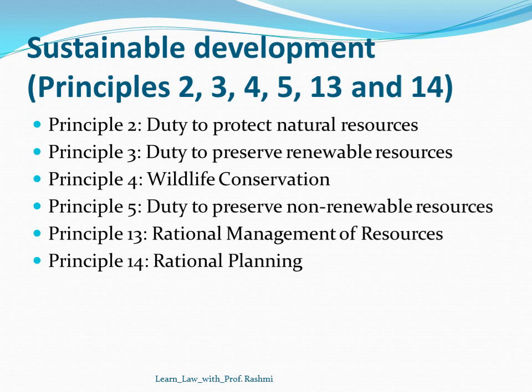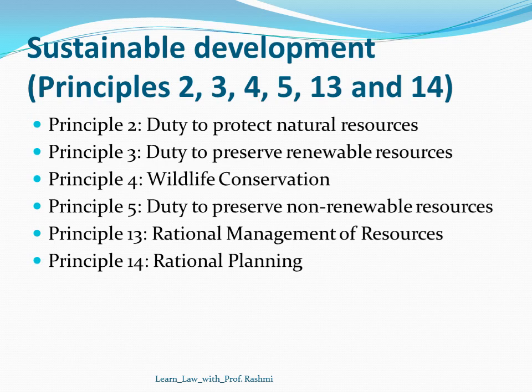Then what do I mean by this principle? What is sustainable development? We have already seen it is development which meets the needs of the present generation without compromising the ability of future generations to meet their own needs. This is the basic definition of sustainable development. There are different principles in the Stockholm Declaration, like 2, 3, 4, 5, 13 and 14, which talk about sustainable development very much, but without using the term.